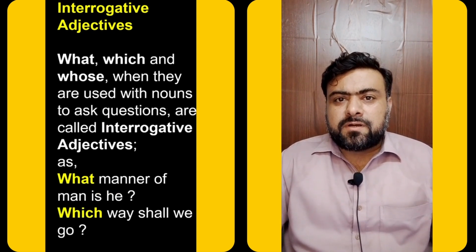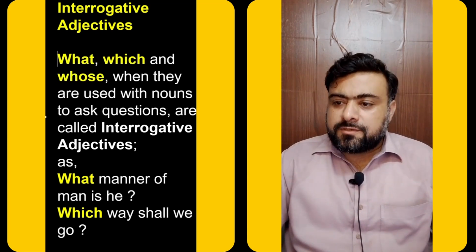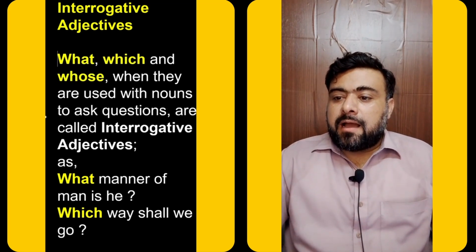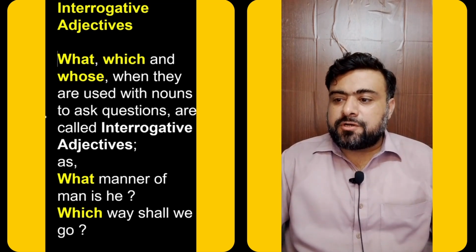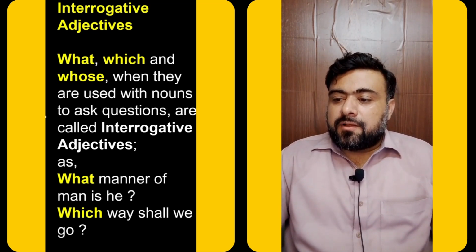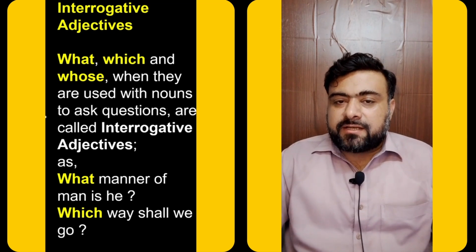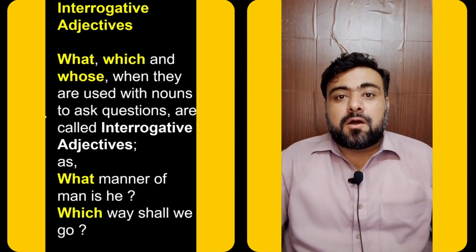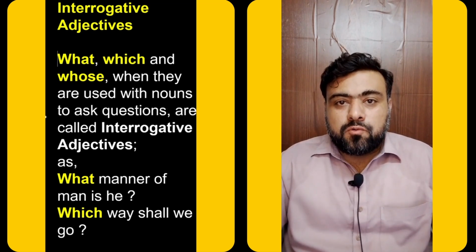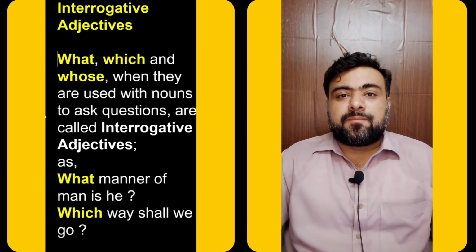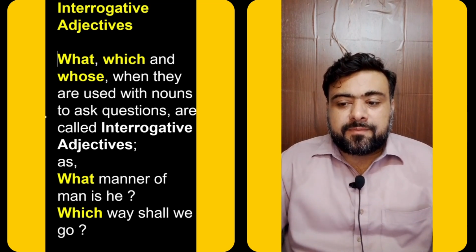Interrogative adjectives. What are interrogative adjectives? What, which, and whose. When these words are used with nouns to ask questions, they are called interrogative adjectives. The words what, which, or whose, when they are used to ask a question, are called interrogative adjectives. They have been used interrogatively.